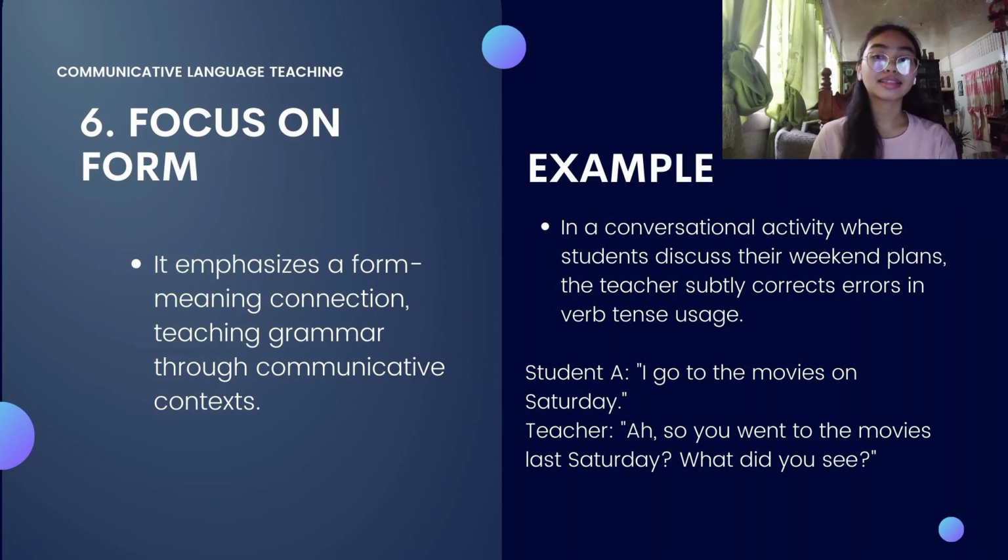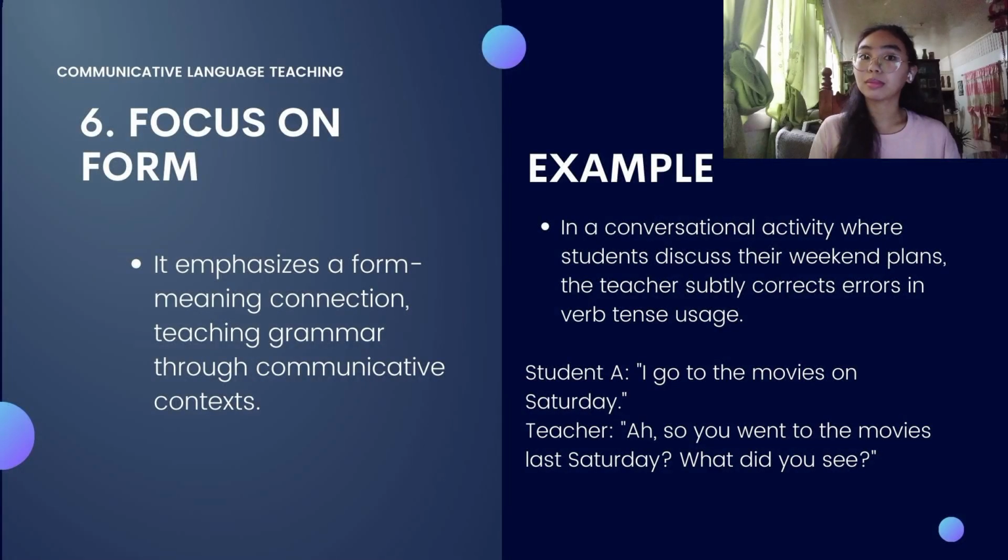The sixth principle we have is the focus on form. Focus on form emphasizes a form-meaning connection, teaching grammar through communicative context. In this principle, the students will be able to figure out the grammar rules themselves as they perform the communicative task and form a connection between form and meaning within context. For example, in a conversational activity where students discuss their weekend plans, the teacher may indirectly correct their verb tense usage, such as "I go to the movies on Saturday," says the student. The teacher will indirectly correct the student: "So you went to the movies last Saturday. What did you see?" And with that, the learners will be able to realize the connection between the form and the meaning of the sentence.